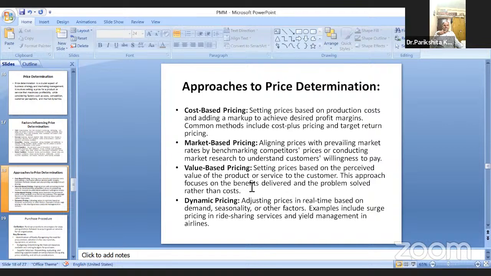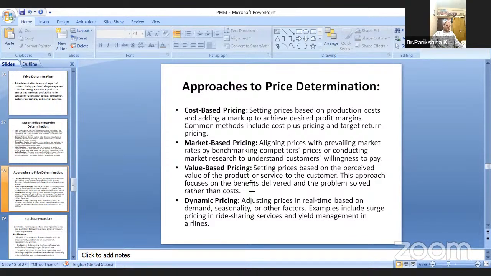The common methods include cost plus pricing and target return pricing. When you want to achieve the target, you have to fix cost plus pricing. Cost plus means you are adding margins and taking the profits. Cost to cost, then you will not get the profit. There are two terms: cost to cost and cost plus. What is the difference between the two? When we talk about cost plus, ultimately our aim is to earn the profits. Accordingly, we have to fix the pricing. Price approaches are like this.